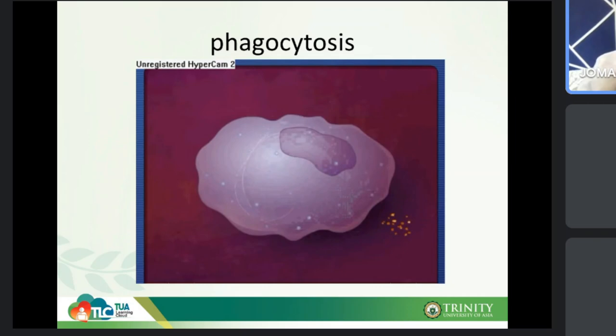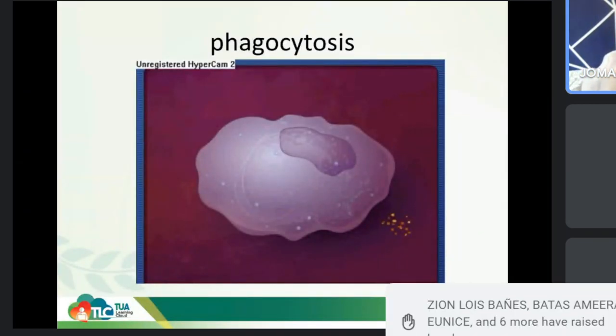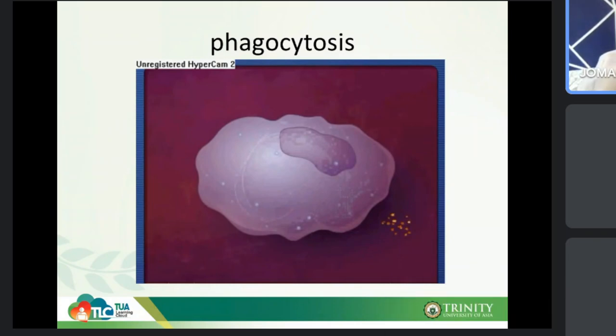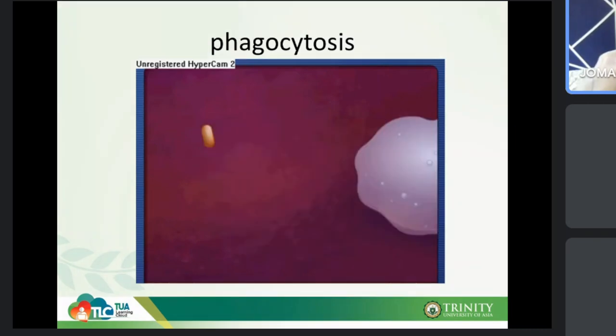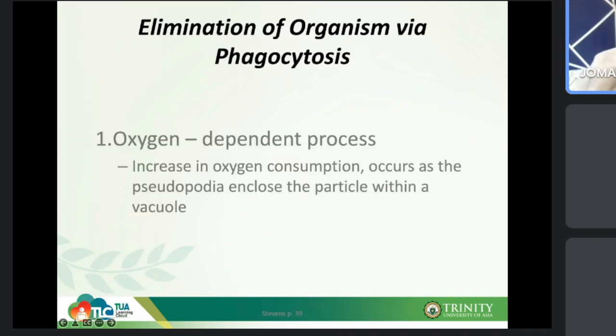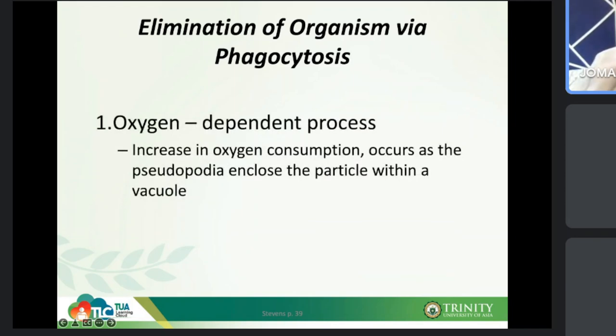So in a nutshell, that is how your phagocytosis happened. Okay, so are we clear? Can I see a raise of hand kung malinaw tayo so far with phagocytosis? Malinaw. Okay? So, kanina, sabi ko nga, your cells or your pathogen needs to be digested and excreted. And there are actually two ways how we eliminate organism via phagocytosis. The first is through oxygen-dependent processes.